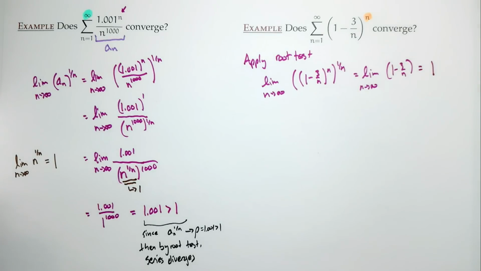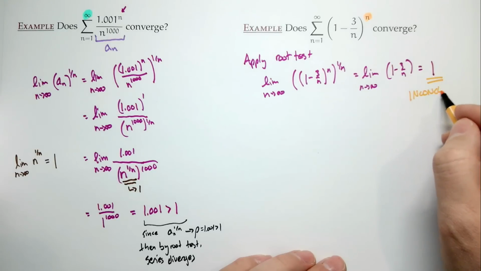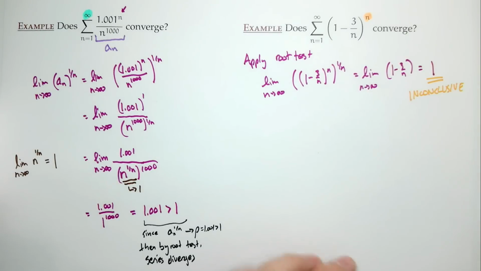All right, now that says our limit is 1. So when our limit is 1 in the root test, what's our conclusion? The conclusion is we need to do more work. So, inconclusive. This is the same thing we saw before. It's possible for the limit to be 1 and have something which converges, and it's possible to have the limit be 1 and be something which diverges.